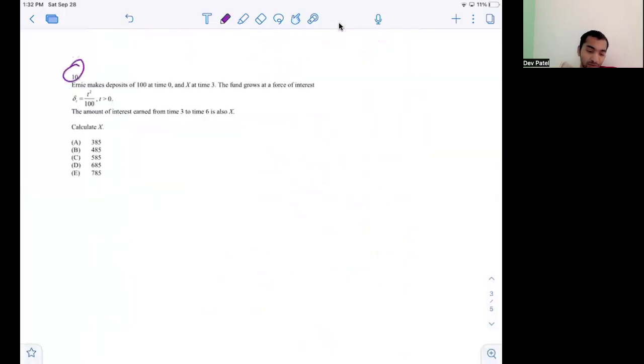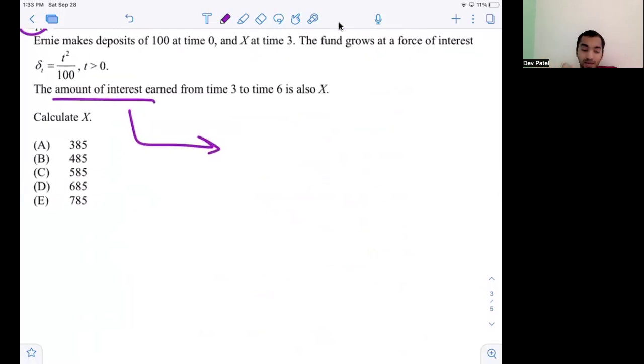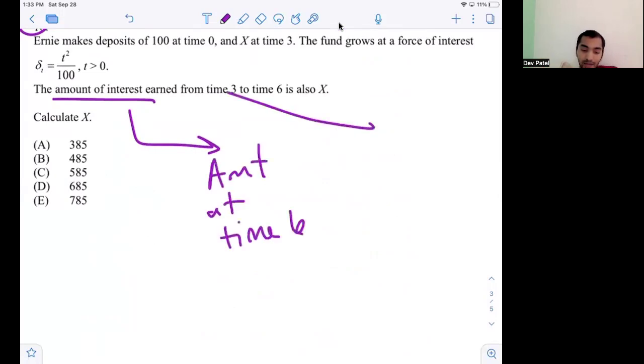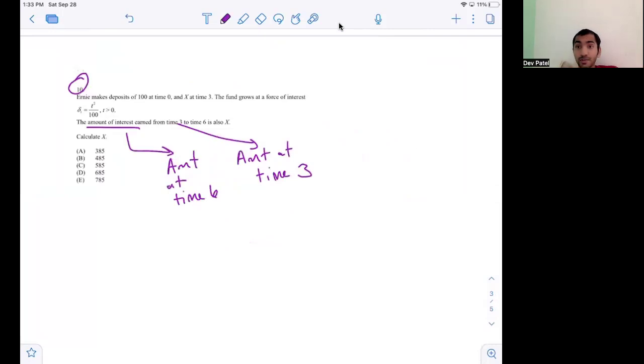Question 10 refers to Ernie, who makes a deposit of 100 at time 0 and x at time 3. The fund grows at a force of interest of t squared over 100. The amount of interest earned from time 3 to time 6 is also x. So what we want to see here is that the amount of interest is essentially the difference between the amount at time 6 and the amount at time 3, assuming that no additional payments are being made.